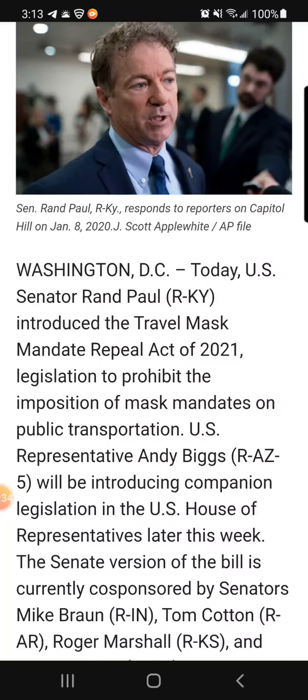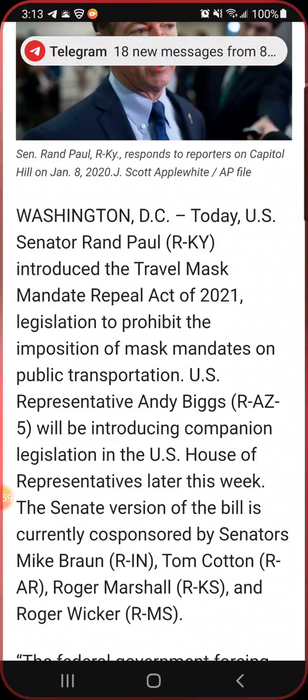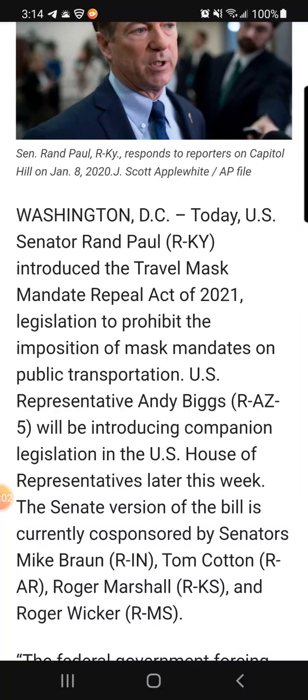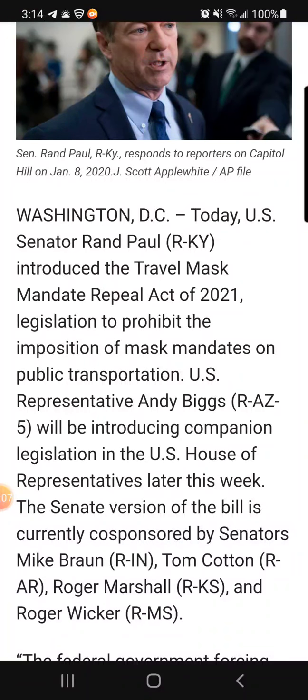Today, U.S. Senator Rand Paul introduced the Travel Mask Mandate Repeal Act of 2021, legislation to prohibit the imposition of mask mandates on public transportation. U.S. Representative Andy Biggs will be introducing companion legislation in the U.S. House of Representatives later this week. The Senate version of the bill is currently co-sponsored by Senators Mike Braun, Tom Cotton, Roger Marshall, and Roger Wicker.